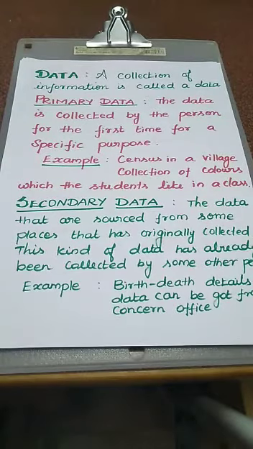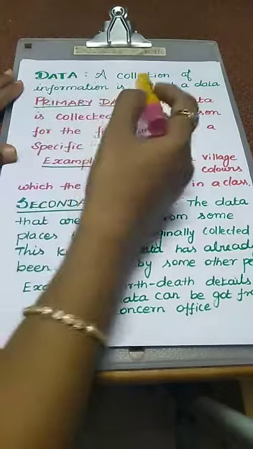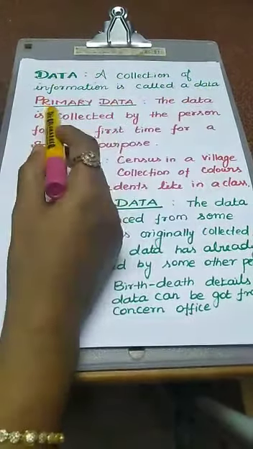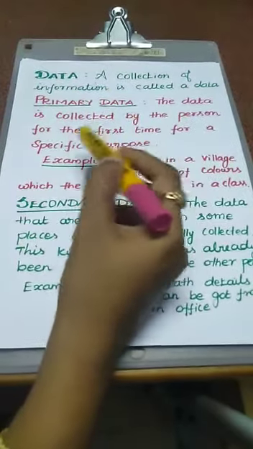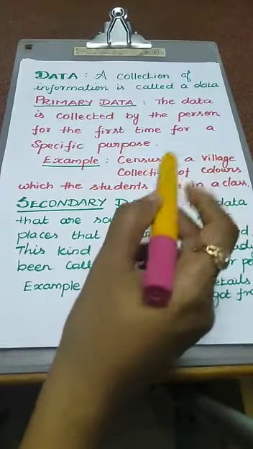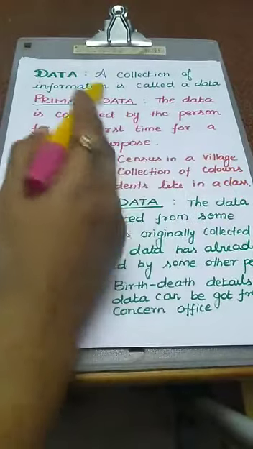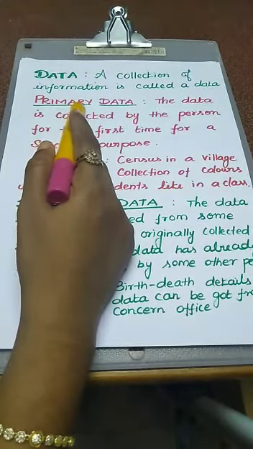Next, definitions for these important topics. The first one is data. What is data? A collection of information is called data. Primary data: the data is collected by the person for the first time for a specific purpose. Examples for that are a census in a village, or a collection of colors which the students like in a class. These are examples of primary data. It is primary data or raw data.